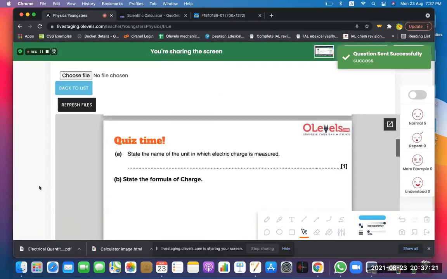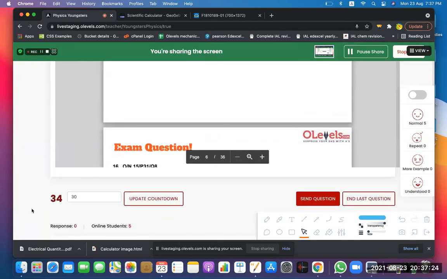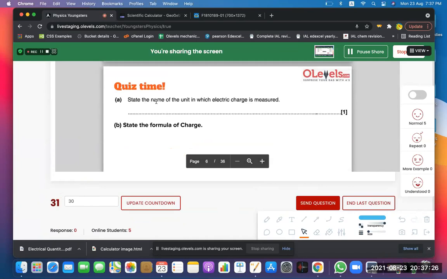It's mentioned here that you have to state the name of the unit in which electric charge is measured. Saying name means you have to write in words. And that's the exam technique. Whenever you're doing any question, you must first circle or underline the keywords. Here it's saying state the name, which means you have to write in words as letters, and you have to tell the unit of electric charge.